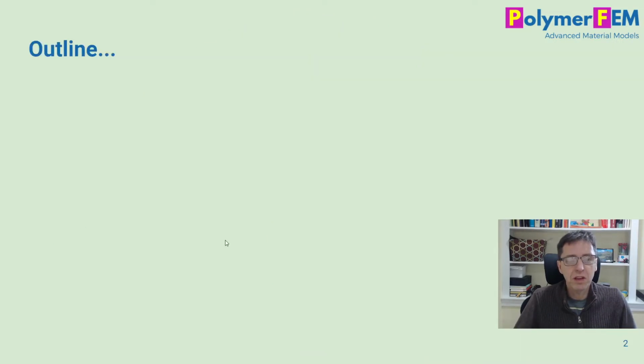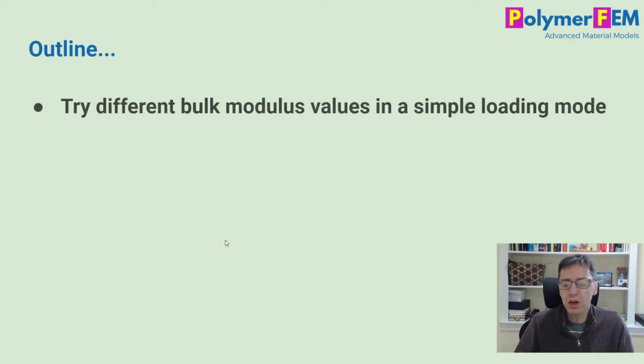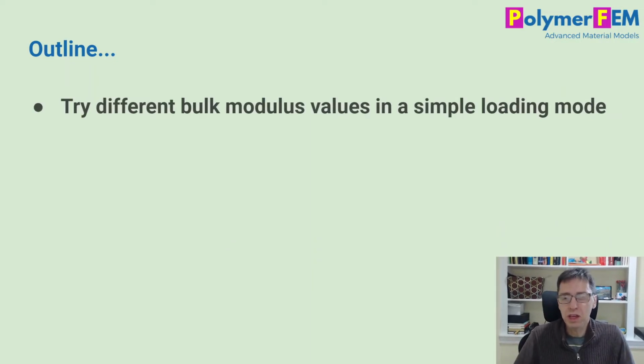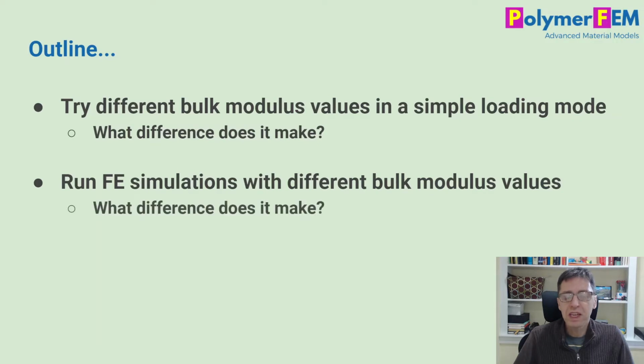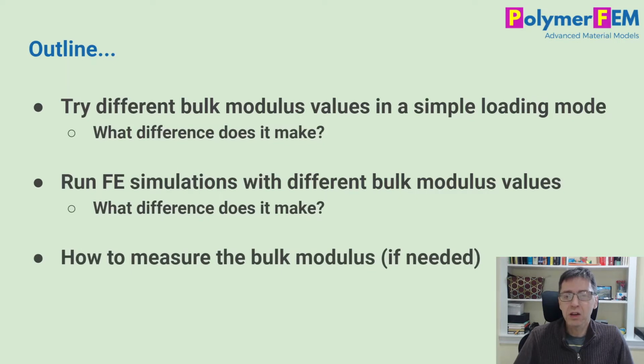So to investigate this, I will first take a look at a simple loading mode. I'm going to take a look at uniaxial tension in this case. I'm going to try a few different bulk modulus values to see what difference it makes, if any. And then I will run a finite element simulation with two different bulk modulus values. Again, trying to investigate what difference does it make, if any. And finally, I'm going to talk a little bit about how you would measure the bulk modulus if you need to measure it using experimental tests. So let's start by looking at a simple loading mode.